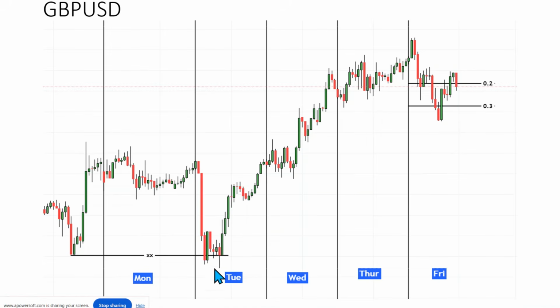Tuesday, the low of the week. Thursday, we have an expansion. Then Friday, you can see we're having that bearish move, and this is 30%. So we got to 30% of the range. That would have been your trade for Friday.